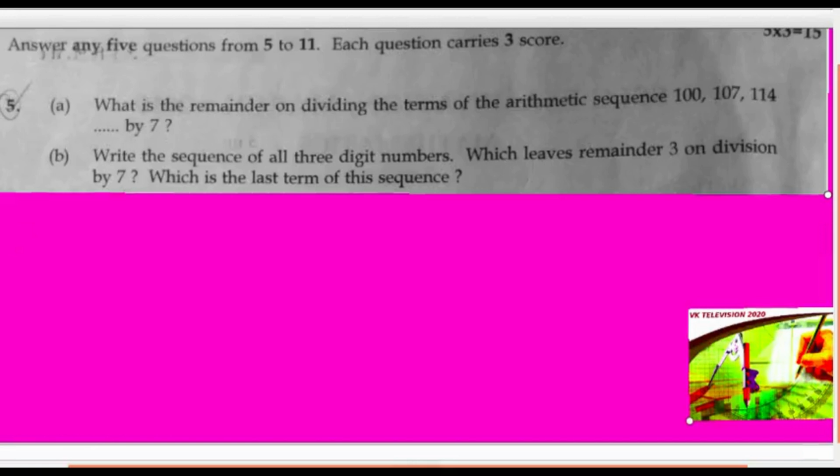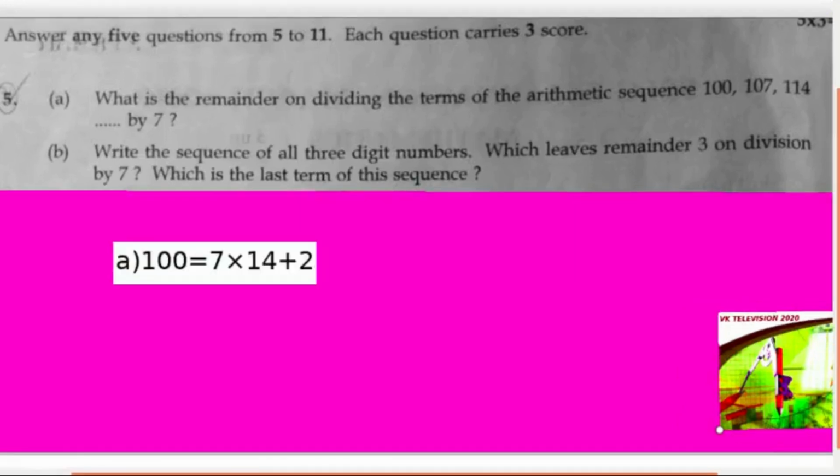Next, what is the remainder on dividing the terms of the arithmetic sequence 100, 107, 114, etc. by 7? Write the sequence of all 3-digit numbers which leaves remainder 3 on division by 7, which is the last term of this sequence.